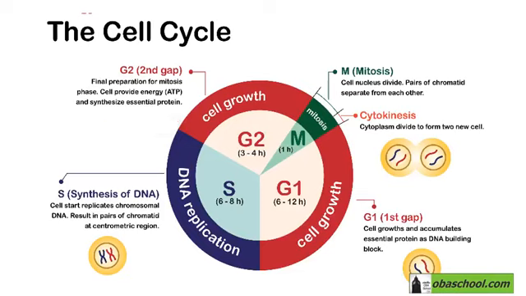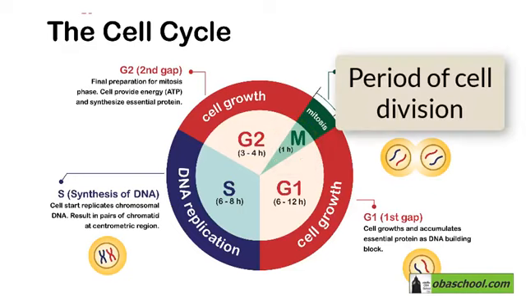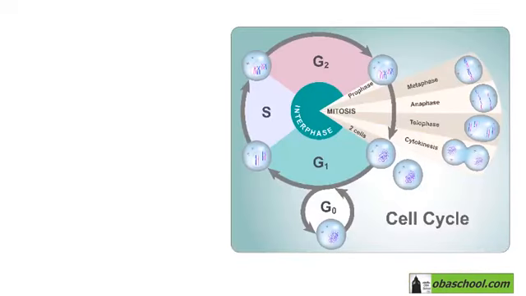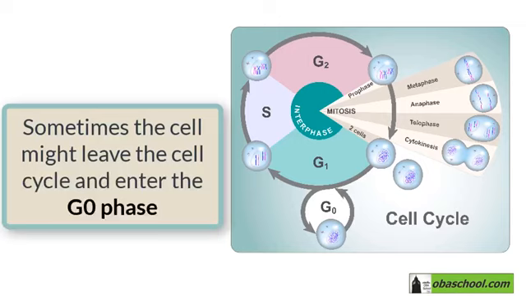After the interphase is completed, the cell will then enter the mitotic phase, which is the period of cell division. The mitotic phase involves two stages. The first one is mitosis, where the nucleus divides, and the second one is cytokinesis, where the cytoplasm divides into two cells.